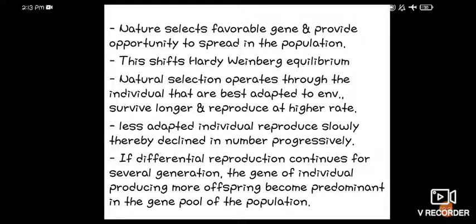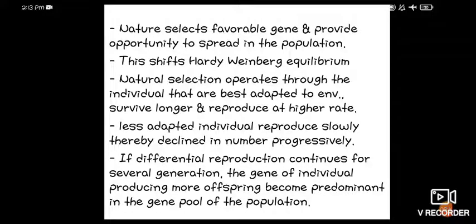That is, nature selects such genes which are strong enough that the individual will be able to survive in the environment or nearby habitat, having more enormous kinds of characters. So this natural selection leads to a shift in the Hardy-Weinberg equilibrium we discussed in the last lectures.